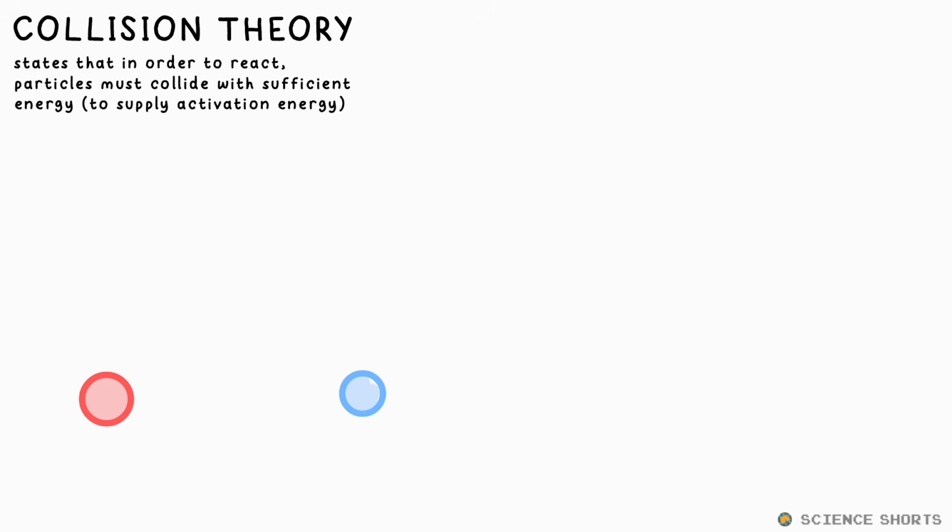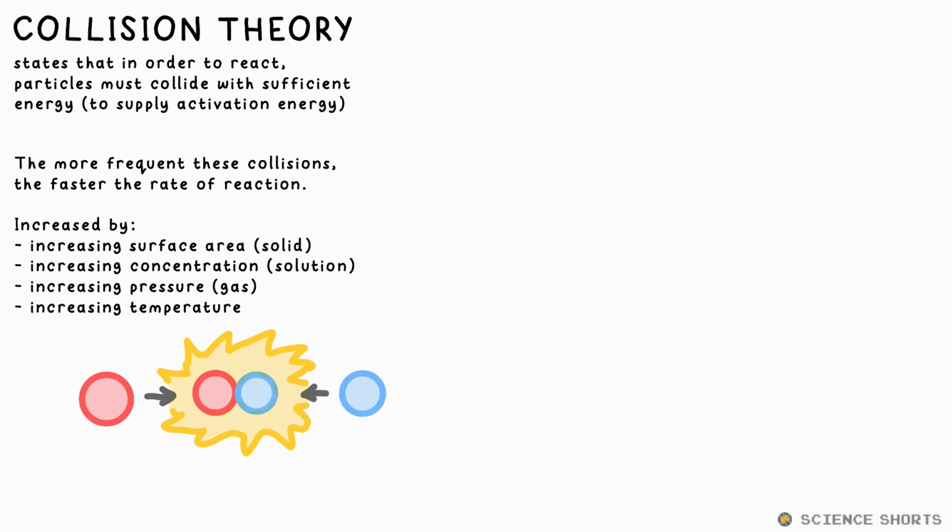Collision theory states that particles must collide and with enough energy to react. The minimum amount of energy for these reactants to do this is called the activation energy. To increase the rate of reaction, the frequency of these successful collisions must increase. You can achieve this by increasing surface area of solid reactants, concentration of solutions, pressure of gases.